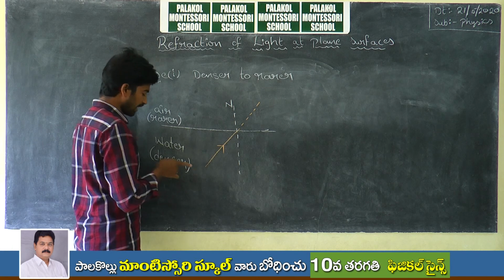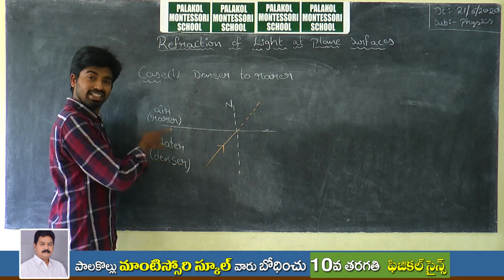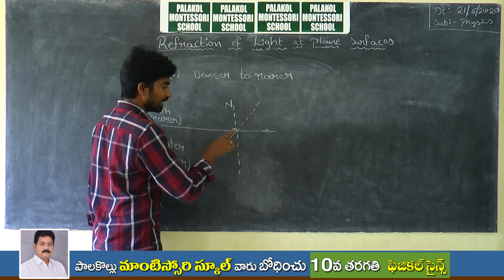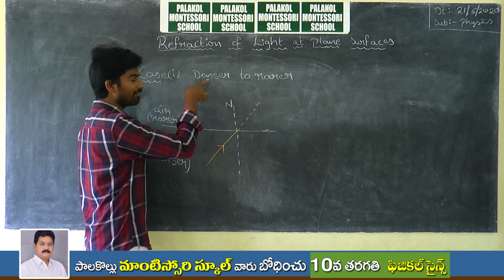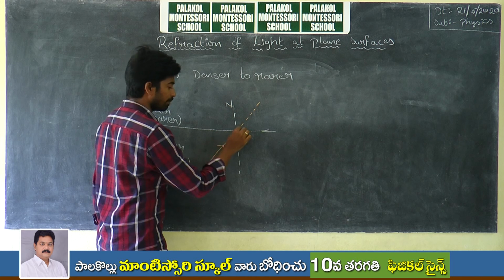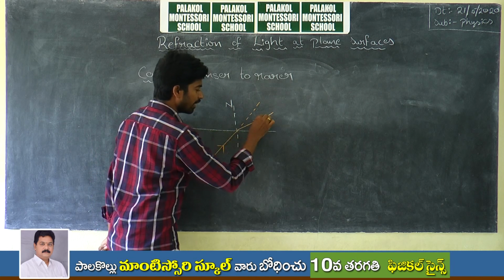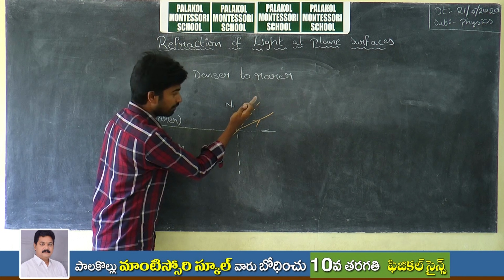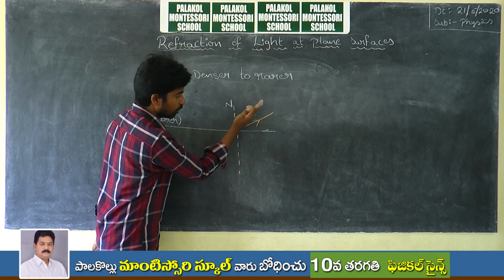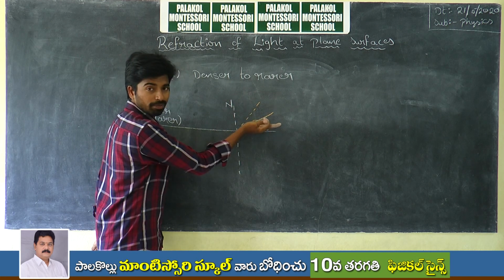Light is entering from water medium to air medium, and hence there will be a change in the direction of the light ray. When light travels from denser to rarer medium, it will bend away from the normal. Remember that point. So this is the actual direction of the light ray. In which way will it bend, either towards the normal or away from the normal?